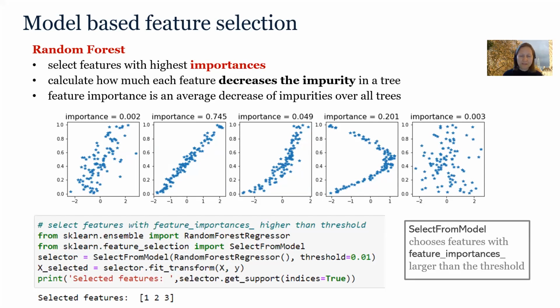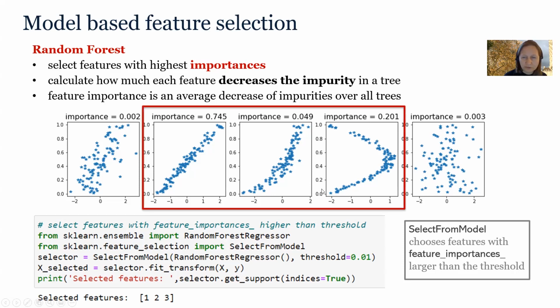Now, here is the code. It's very similar to when we used lasso. So our model now is RandomForestRegressor. Our selector is SelectFromModel. So we'll put a RandomForestRegressor in the first argument and threshold again in the second argument. And we see that this time we selected features 1, 2, and 3. So the highly nonlinear feature was included. This is because random forest regressor is able to model nonlinear relationships, unlike lasso.